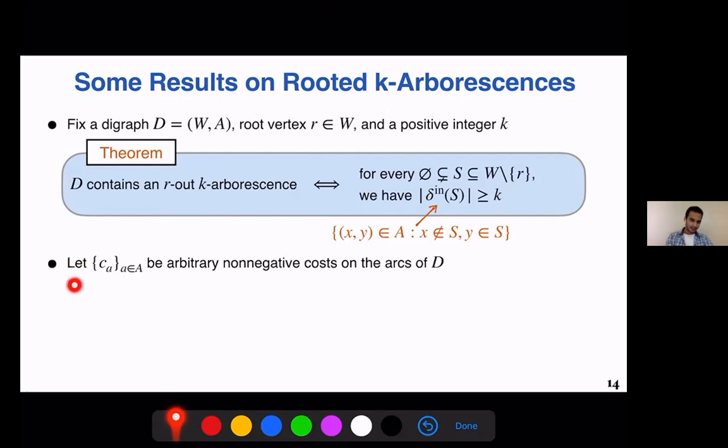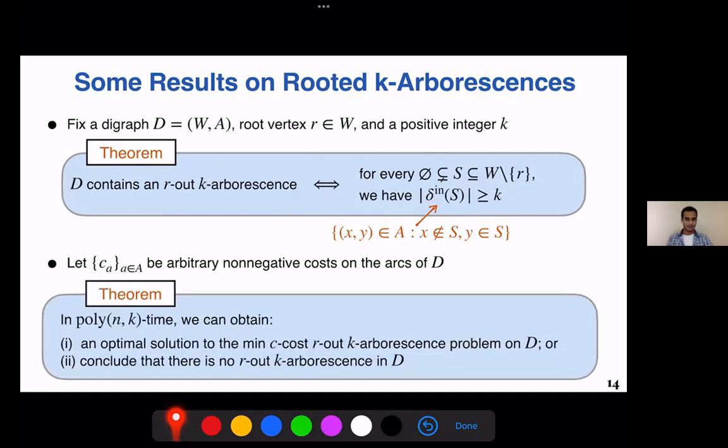Let c_a be some arbitrary non-negative cost on the arcs of B. Here is an optimization problem. And this theorem basically gives us an optimal solution to finding a minimum cost rooted k-arborescence. So in time polynomial in n and k, we can obtain an optimal solution to the minimum cost rooted k-arborescence problem on B, or conclude that there is no k-arborescence in B.